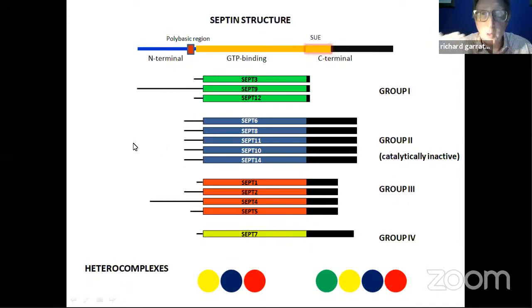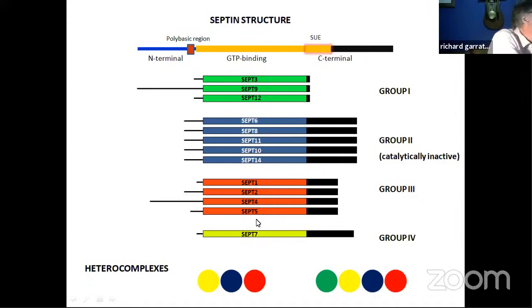So if you're hearing about septins for the first time, it will be very difficult to follow all of these numbers. So I'll try and make things easier for everyone by using colors instead of numbers. These 13 septins can be divided into 4 groups based on how similar they are, similar in terms of amino acid sequence. So there's a group which I will refer to as the green septins. There's 3 of them. There are 5 blue septins. There are 4 red septins and 1 yellow septin.